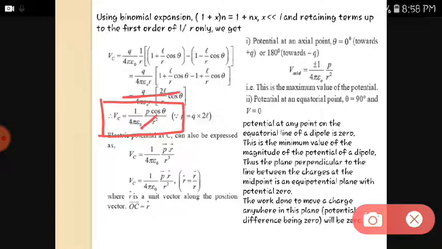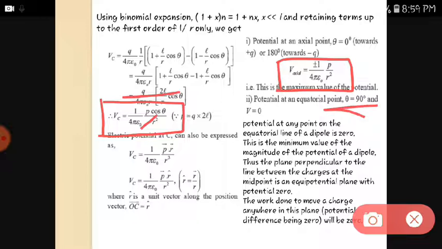Now we can put the values for theta as 90, as 0, as 180, and we can find out the values for V. If it is 0, what will be cos 0? It will be 1. So you are getting equation as this. That means it is at axis. So this is the maximum value of potential when theta is 0. Even this can be asked in exam. If theta is 0, you are getting the maximum value of potential, which is V is nothing but P by R square into 1 by 4 pi epsilon 0.